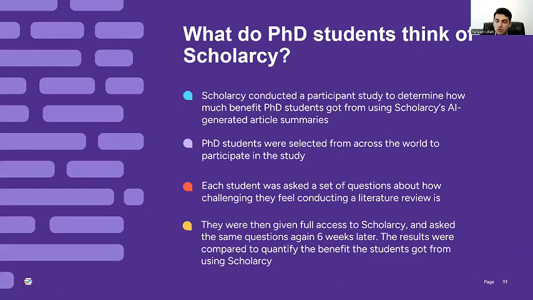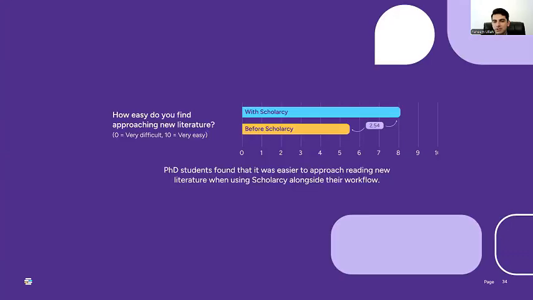So what the team of Scholarcy did was that they conducted a study and they reached out to PhD students, and what they wanted to find out was how good Scholarcy is for these students. They gave them access, and after 6 weeks they contacted them again: how did you find Scholarcy? So we have some results to show you how good this tool is or how it can help you in your literature review. If you look here, the first question was how easy do you find approaching new literature. The students answered before Scholarcy and with Scholarcy.